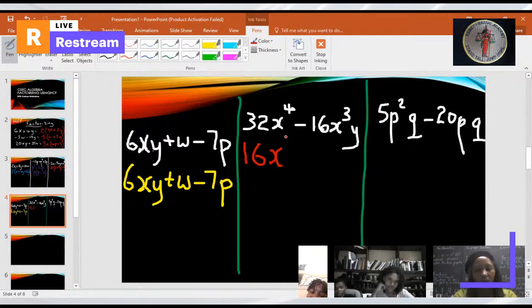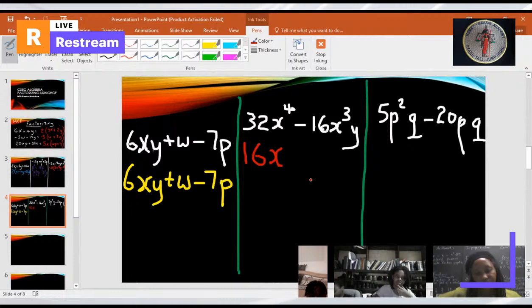Miss, if the two of them were x to the fourth power, we could have put x squared. But since they're not, we can't put x squared, because x squared can't go into x to the third power without a remainder. So what do we put out here? Miss, x to the one power. Are you sure?